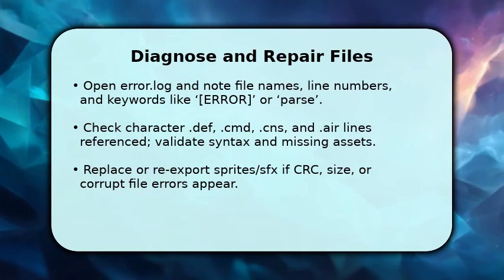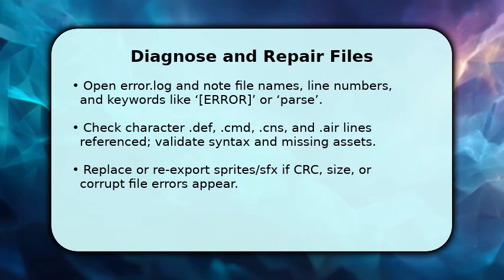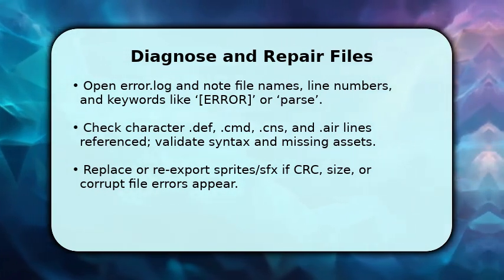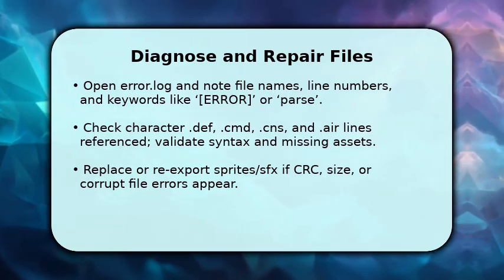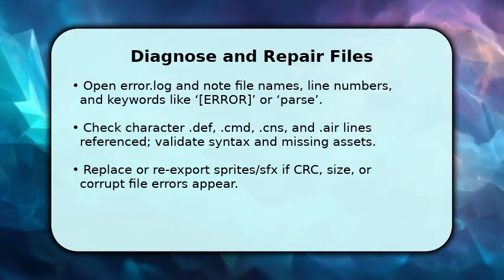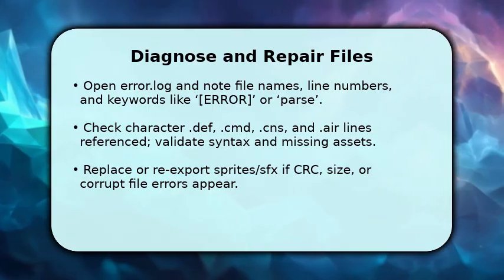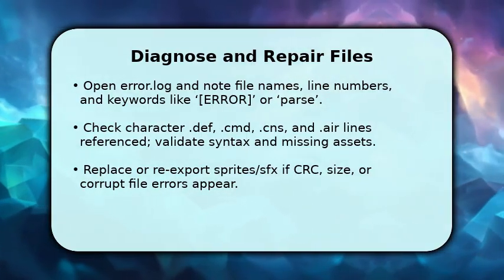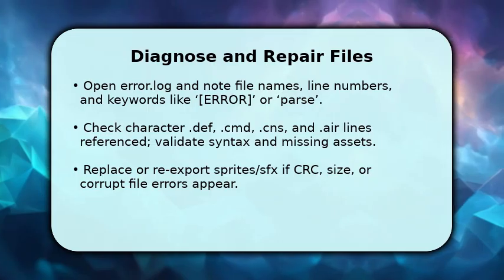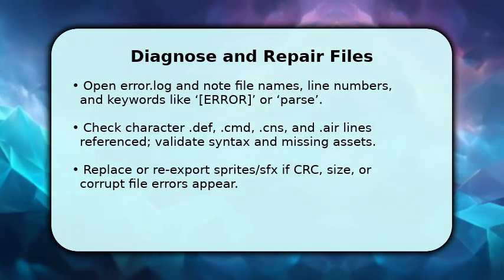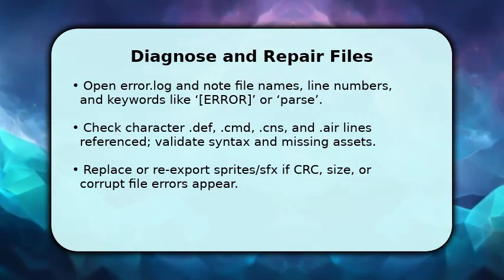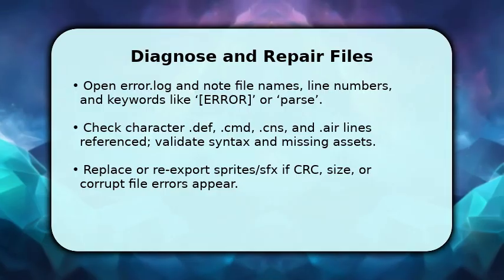Now dig into the files the log points to and fix syntax and missing references. You're looking for bad paths, missing sprites, or malformed directives. Once you find a bad def or CNS line, correct path separators and frame numbers, then resave in UTF-8 if encoding is an issue. If animation or sound assets cause CRC or decode errors, re-export them from the original source and swap them back in, then run Mugen to confirm progress.